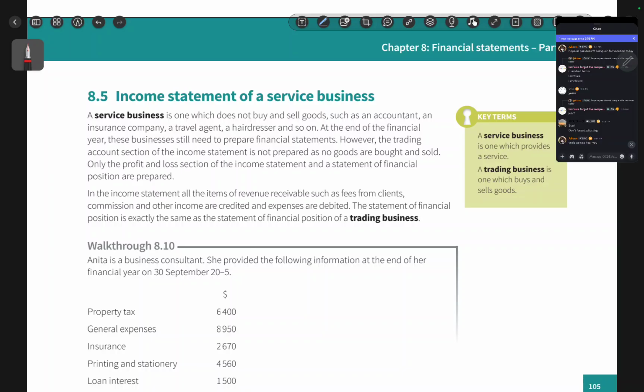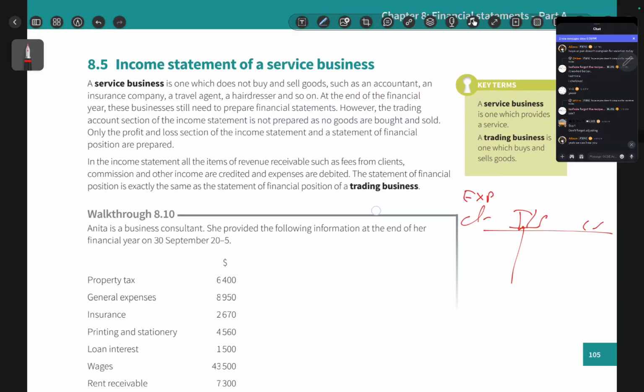So a balance sheet will be pretty much the same thing. In the income statement, all items of revenue receivable, such as fees from clients and commission, are credited and expenses are debited. The same thing as before. On your income statement, the debit side is going to be your expenses or anything that reduces the profit, and the credit side will be your incomes or anything that increases the profit, such as fees from clients or any revenue receivable, like your revenue, your income. The statement of financial position is the same as a trading business.